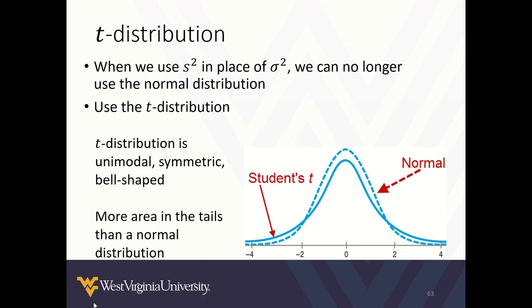The thing about the t-distribution is it is like the chi-square distribution in the fact that it is dependent on the degrees of freedom, n minus 1, which is our sample size minus 1. As our sample size gets larger, the t-distribution does mirror the normal distribution, which is another reason why it is so useful.